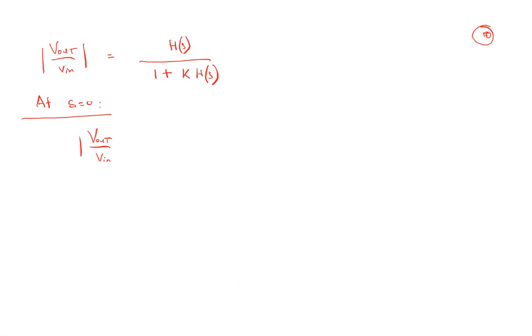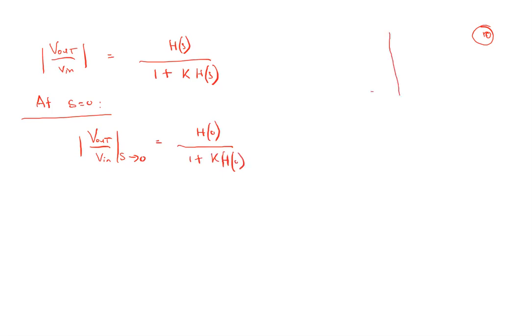V out over V in is equal to H of s divided by 1 plus K times H of s. Now at s is equal to 0, what will happen? At s equal to 0, at DC, what will be H of 0? That's something interesting: 1 plus K times H of 0.